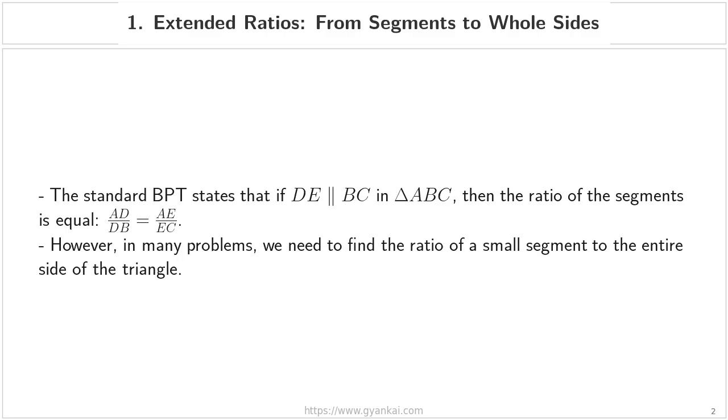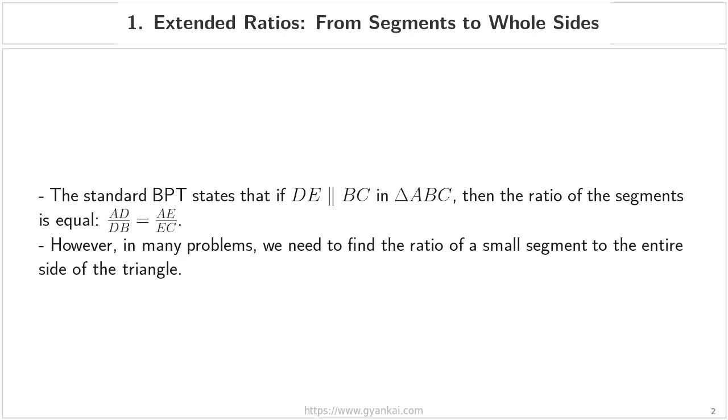1. Extended ratios, from segments to whole sides. As you know, the standard BPT tells us that if the line segment DE is parallel to the base BC in triangle ABC, then the ratio of the segments is equal. Specifically, the ratio of AD to DB equals the ratio of AE to EC. This is a part-to-part ratio.